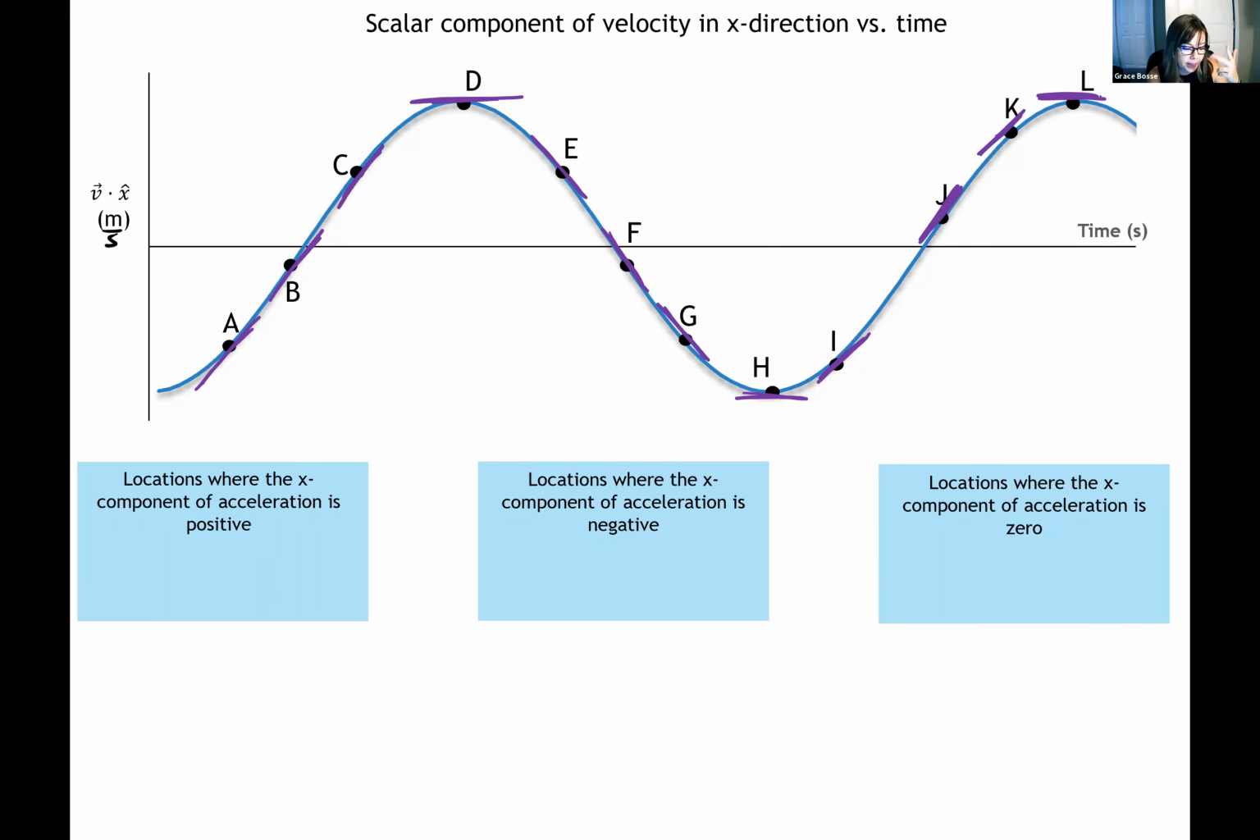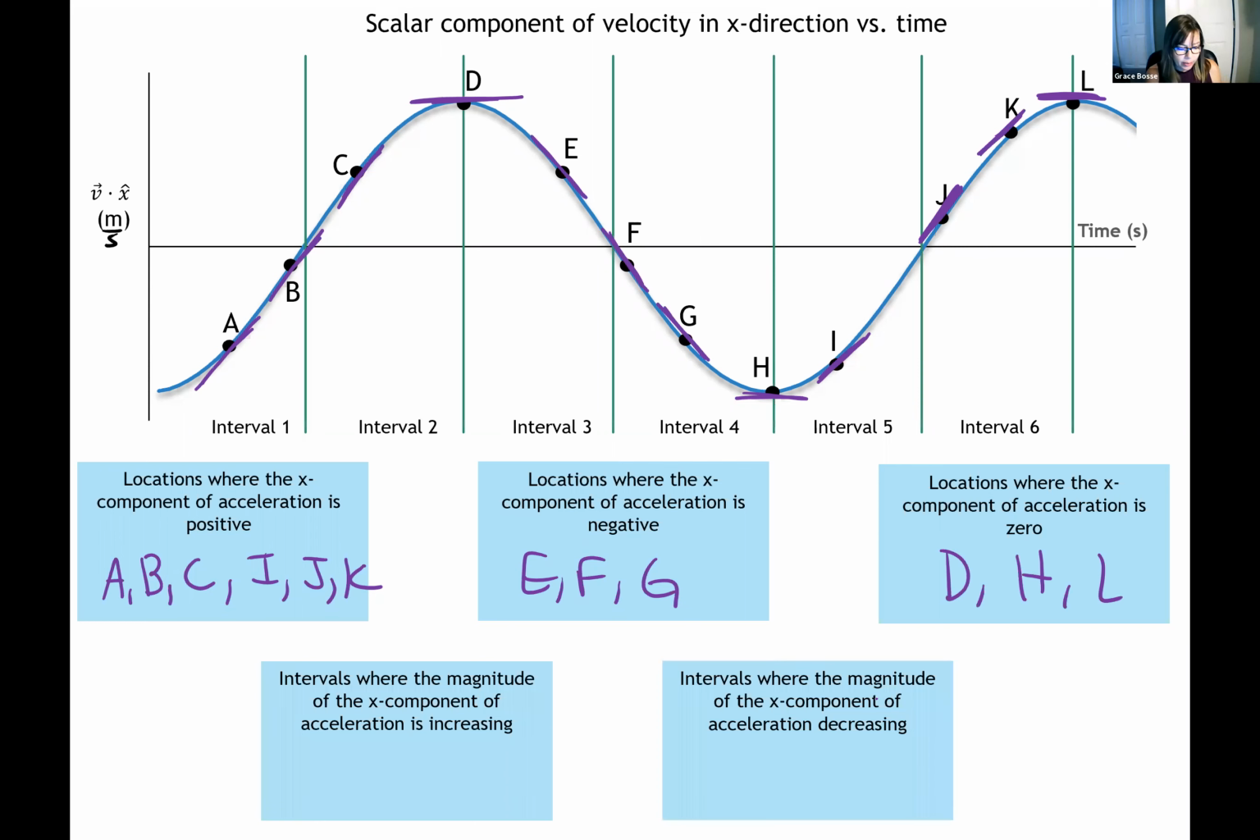All right, and let's try to figure out where you see positive slopes. I see points A, B, and C all have positive slopes. I also see that points I, J, and K also all have positive slopes. Negative slopes, I see those at points E, F, and G. So at those locations, the acceleration is negative. The last one is the locations where the x component of the acceleration is 0. Anywhere I've drawn a horizontal tangent line, that's where the slope would be 0. So that's where the acceleration is 0. And I see that happens at D, H, and L.